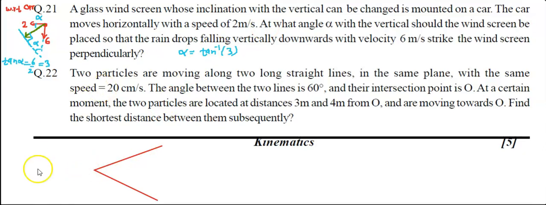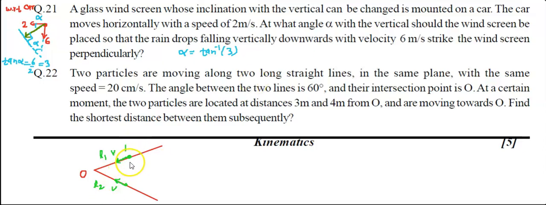They are moving towards the intersecting point O. There are two particles, so let me draw those particles. This, let's call 1, is moving here, and that velocity is given to us as 20. Both are having 20. The initial distance is given to us. This is L1, which is 3 meters. And another is this, which is again moving towards this origin with the same velocity. So this is also V, this is also V, and this distance is L2. And we need to find things like the shortest distance between these two.